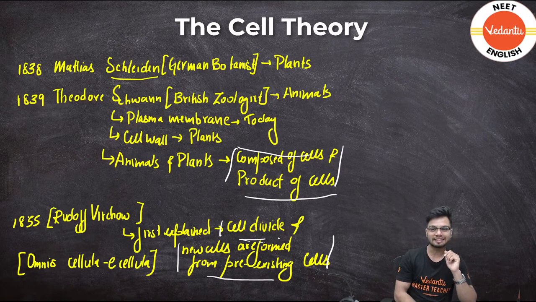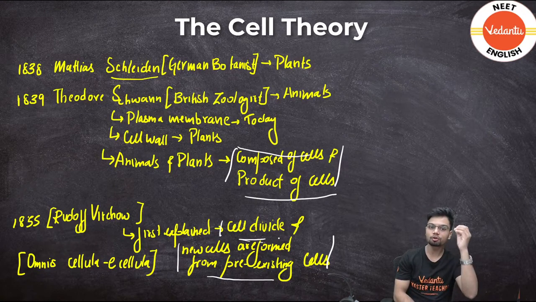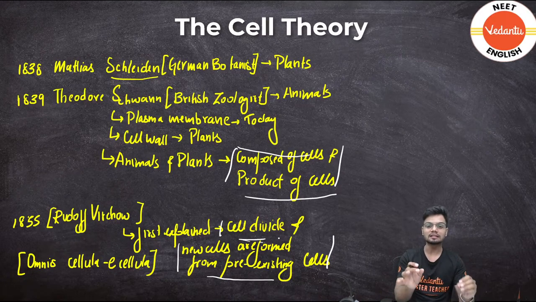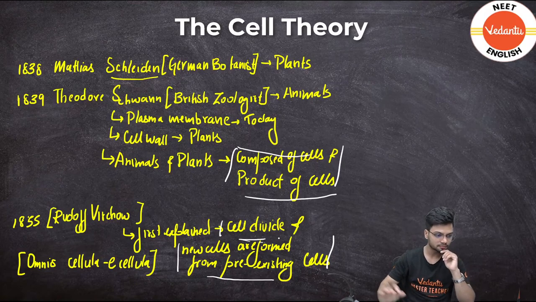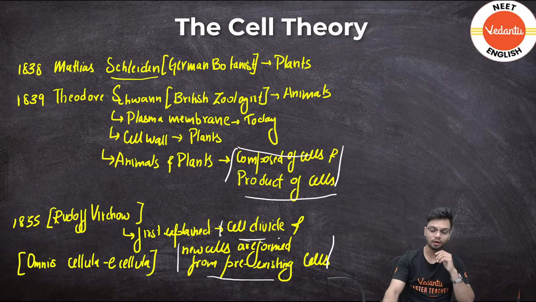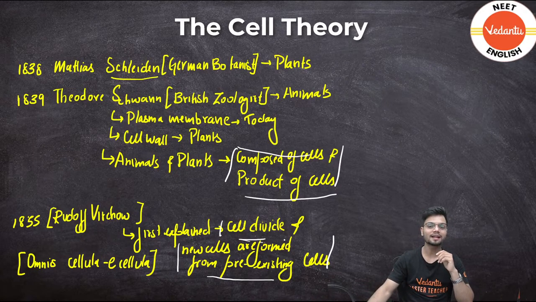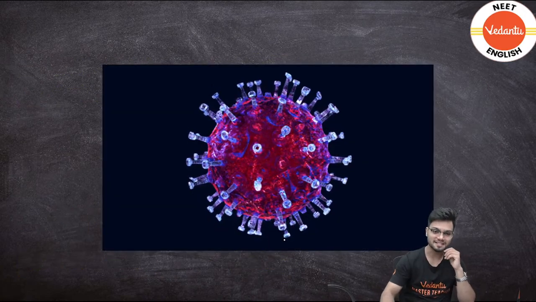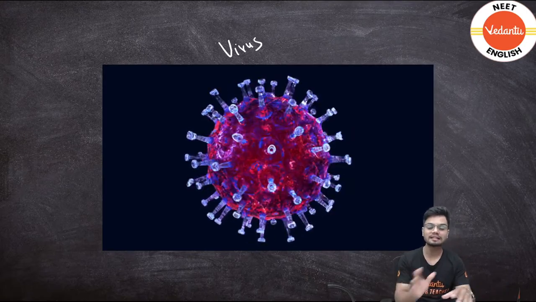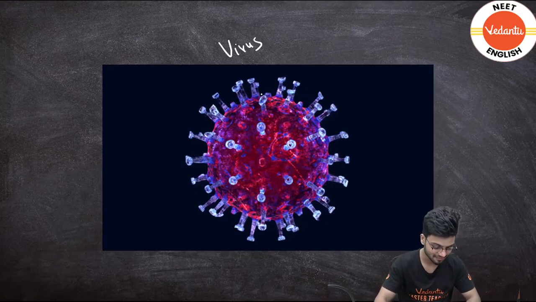Amazing. Now, if everything is clear, tell me one organism for which cell theory is not applicable. It is one rogue ninja. For this particular organism, the cell theory is not applicable. Can anyone tell me in the chat which organism it is? Tell me fast. Not which cell, which organism? That organism gave you 2 years of holidays. The organism I'm talking about is a virus. On the virus, the entire cell theory is not applicable. Clear?